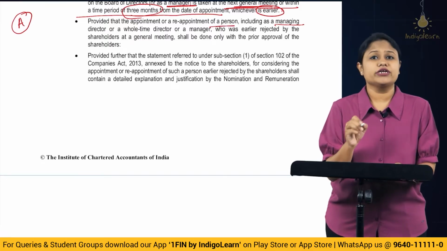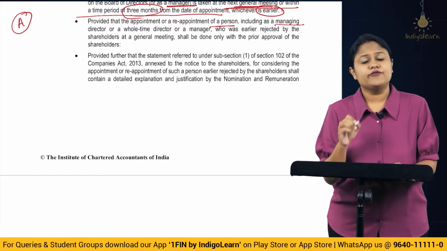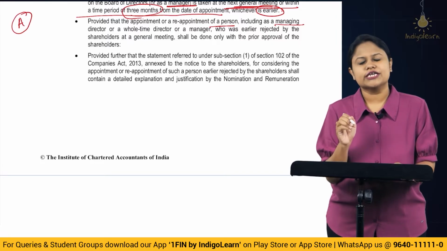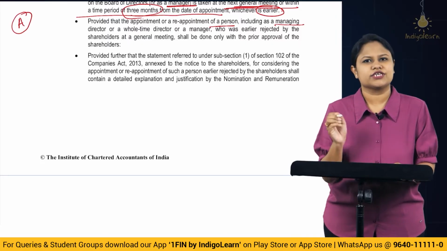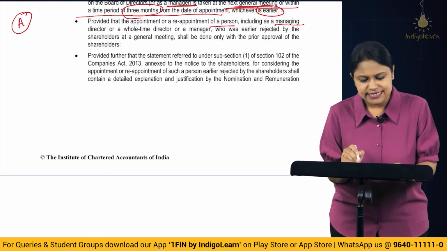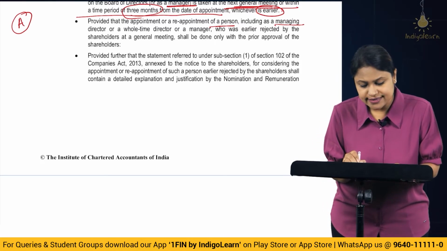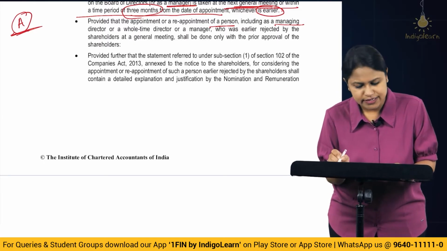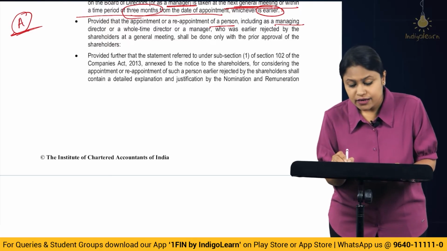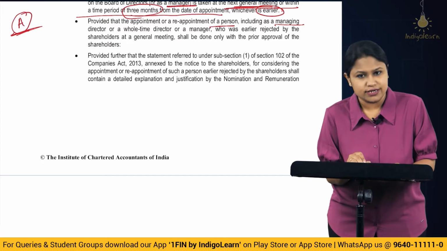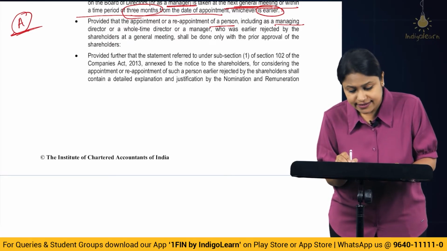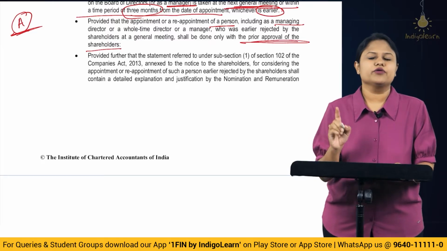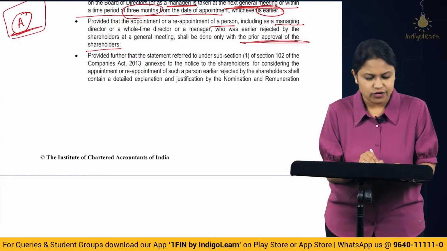Now tell me, when he was not appointed earlier in the previous AGM, if you are reappointing that person during the year as a part of the board, then don't you think for this you require a prior consent of the shareholders? Very much yes. So here they are saying, it's quite logical also, provided that the appointment or the reappointment of a person, so in my example A, including if he is a managing director or whole-time director or manager, who was earlier rejected by the shareholder at the general meeting, shall be done only with the prior approval of the shareholders. So you obtain a prior approval of the shareholders and only then you can appoint A on the board.